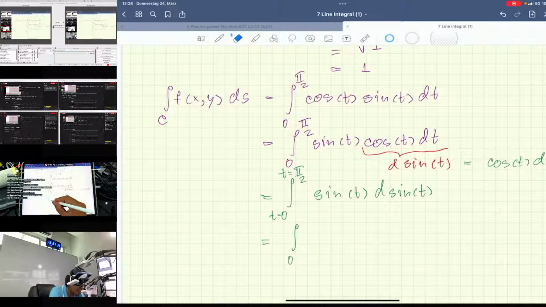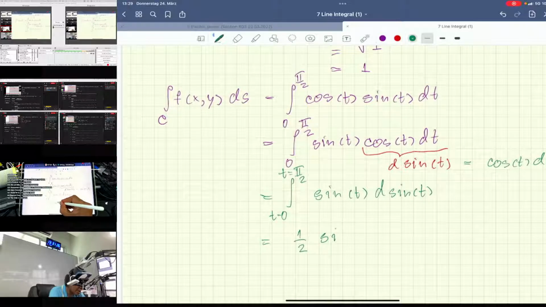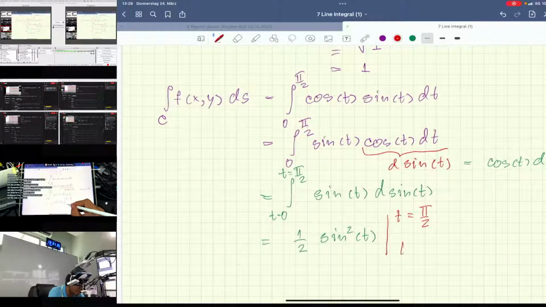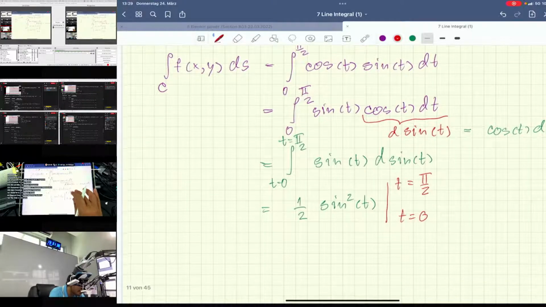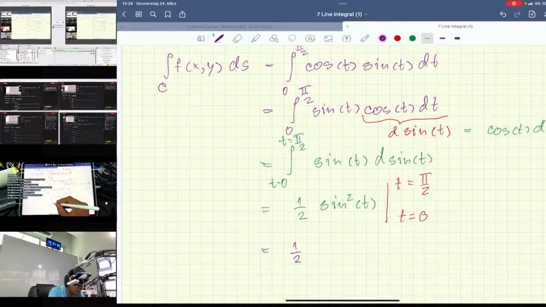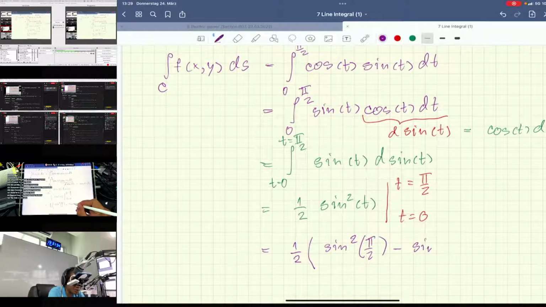It's time to make the integration only. So we have 1 by 2 sine square t. Once we need to substitute t as pi by 2 and t as 0. The next one is that we're gonna have 1 by 2, and the difference between sine square of pi by 2 and minus sine square of angle 0.